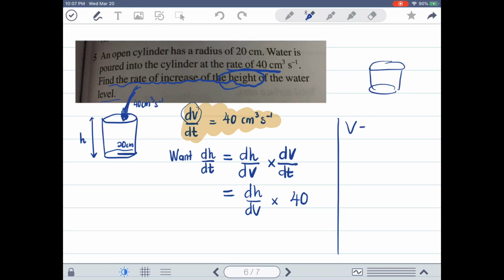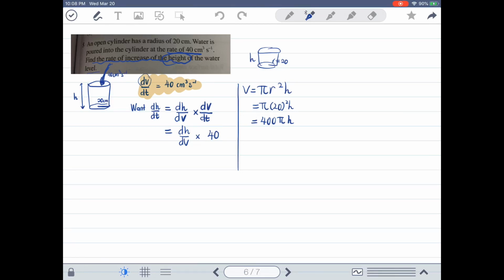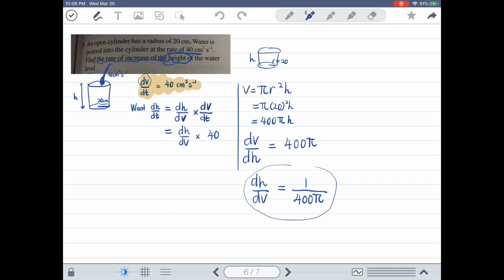Okay, volume of cylinder formula is V equals to pi r squared H. And it is given that R is always equals to 20. So it's just equals to pi 20 squared H, which is just equals to 400 pi H. So dV over dH is just equals to 400 pi, which means that dH over dV is equals to 1 over 400 pi. Since 400 pi is just 400 pi over 1. Why do we find this? Because the question wants us to find dH over dV, not dV over dH.